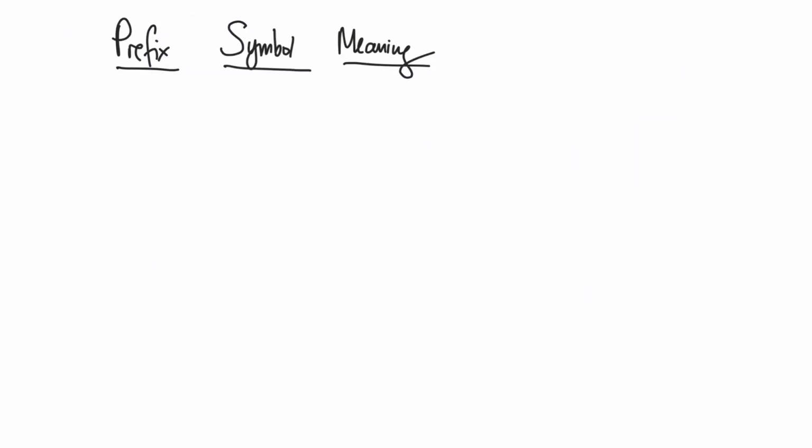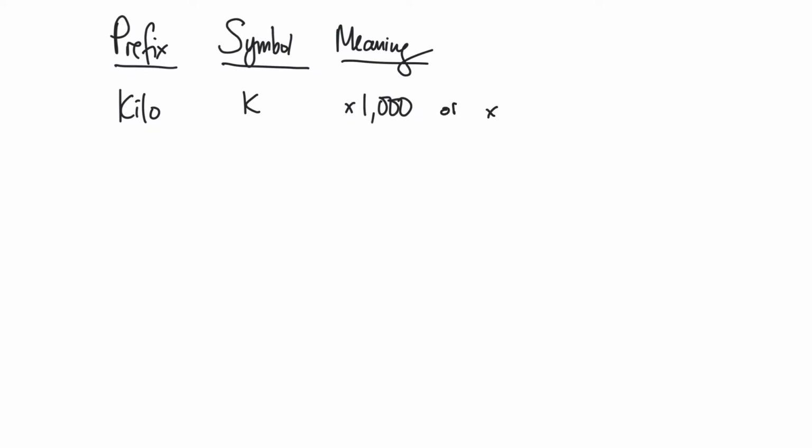If we look at the other prefixes, we have prefix kilo. And kilo we just represent as a symbol K, and it means we want to multiply our unit by 1,000, or times 10 to the 3rd power. So if we have a kilogram, 1 kilogram is the same thing as 1,000 grams.